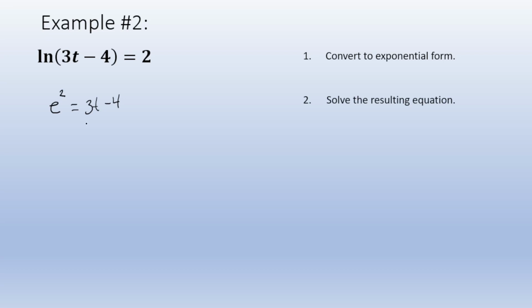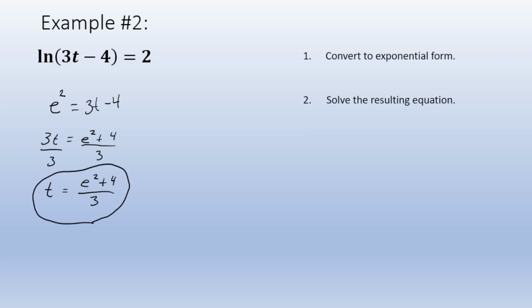So we solve this equation for t. We can add 4 to both sides. That gives us 3t equals e squared plus 4. Divide both sides by 3 to get the exact solution of t equals e squared plus 4 over 3. The solution that we have here is expressed in exact form. If we want to approximate it, we can very easily plug this into the calculator and round it to however many decimal places that we need. But the important thing here is looking at the process for solving this equation.